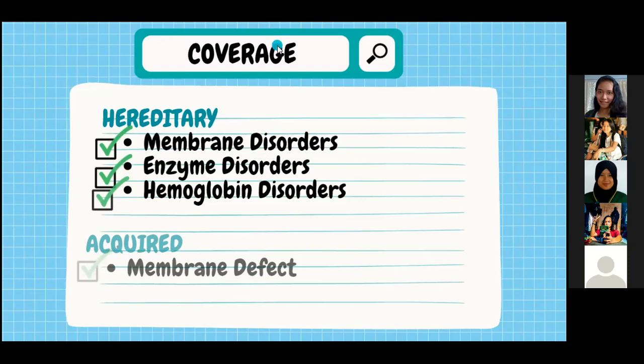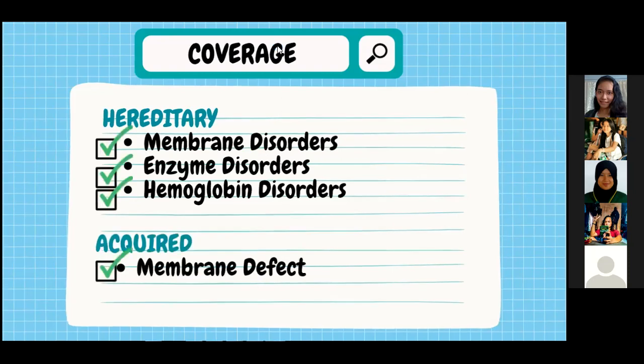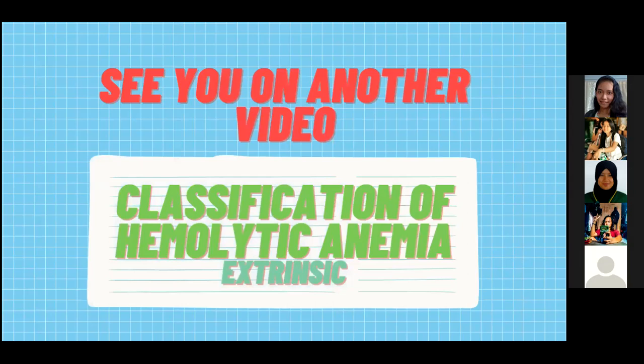Okay, and that will be all for the intrinsic hemolytic anemia. Under hereditary, we have membrane disorders, enzyme disorders, and hemoglobin disorders. And for acquired hemolytic anemia, we have membrane defect. So that is the discussion, and we will be seeing you in the next video, specifically on the classification of hemolytic anemia under the spectrum of extrinsic hemolytic anemia. So see you in another video.